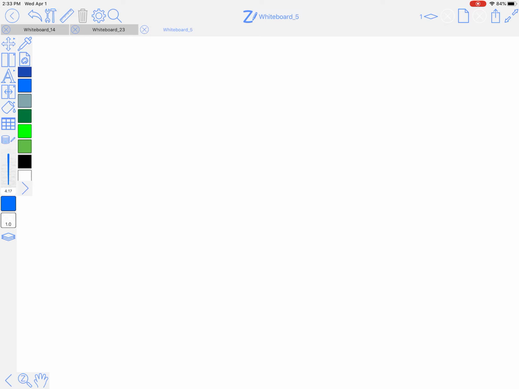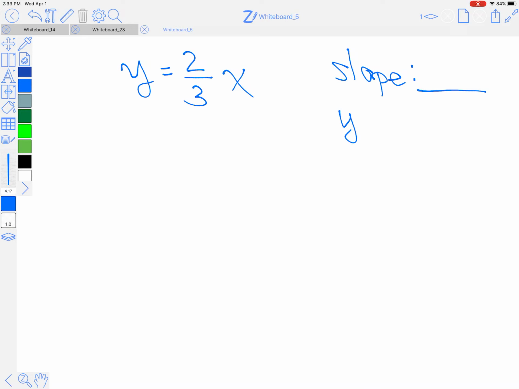For example, let's just say I have a problem that says y equals 2/3 x, and it wants to know the slope. It wants to know the y-intercept, and it wants you to graph the equation.